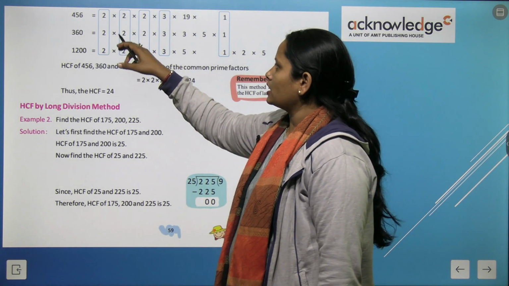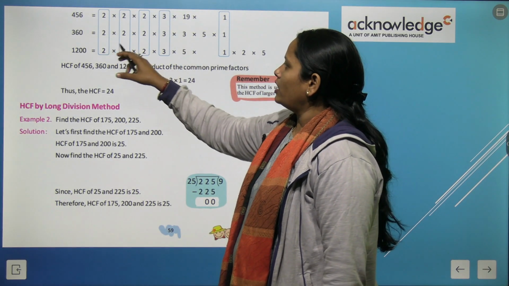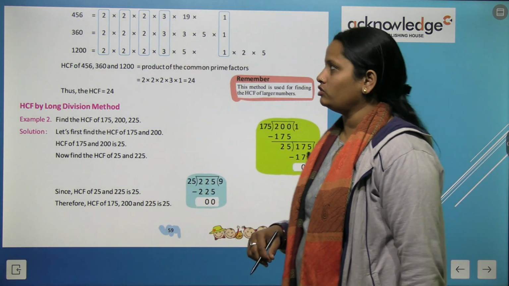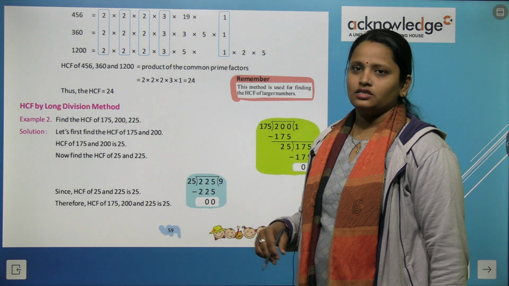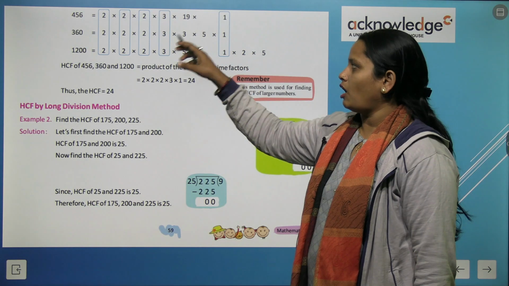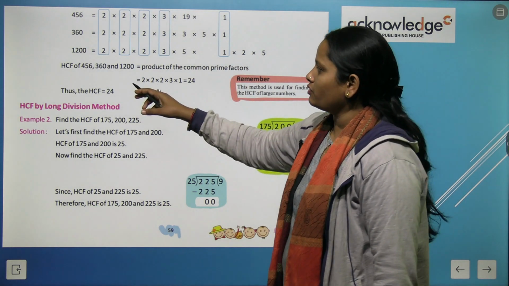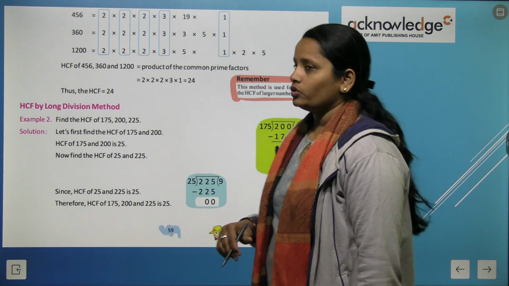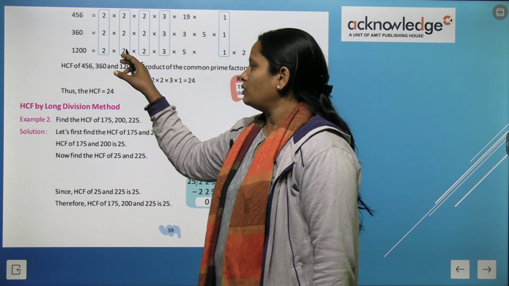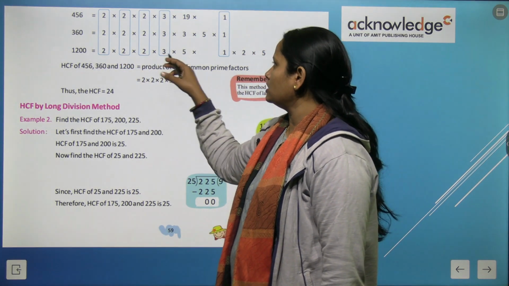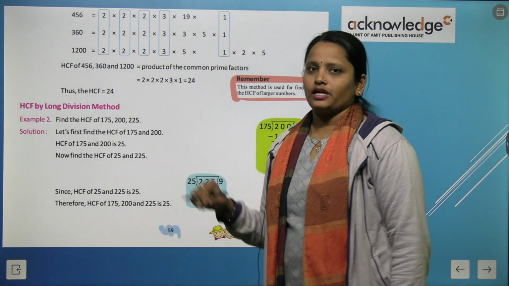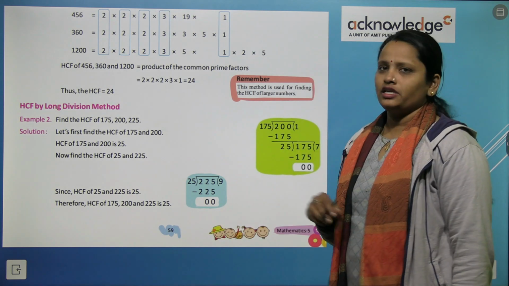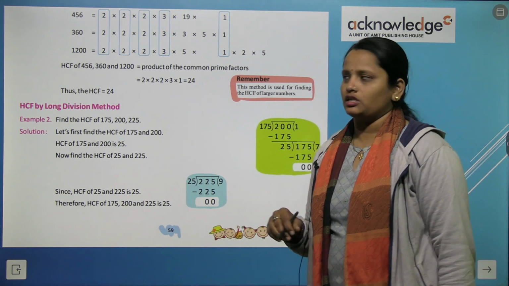So common निकालने के लिए हमने देखा कि कितने टाइम 2 है. 3 times 2 है दोनों में and 1 time 3 है सब में. बाकी जो numbers हैं वो common नहीं हैं. So here the HCF of these three numbers is the product of the common factors. जो भी common factor उनके product को निकालेंगे तो HCF निकल जाएगा. So 2 multiply 2 multiply 2 multiply 3 multiply 1. So जब हमने इन्हें multiply किया we get 24. So 24 is the HCF of these three numbers. This method is used to find the HCF of the larger numbers.